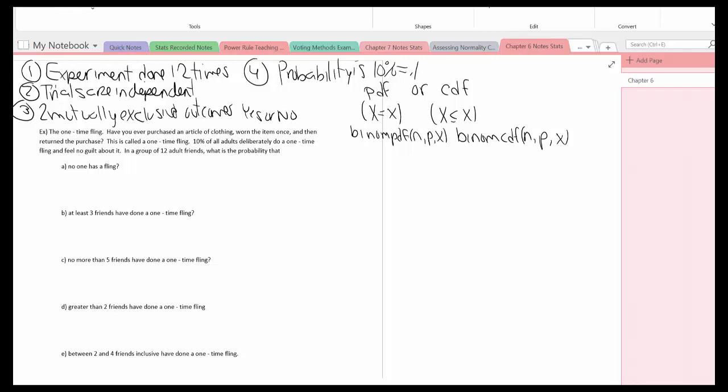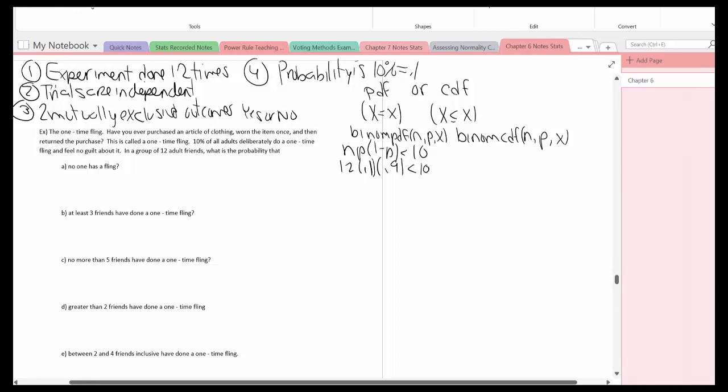The other thing I'm going to check very quickly is n times p times 1 minus p is less than 10. Well, n is 12, probability is 0.1, and 1 minus 1/10 is 9/10. That's going to be 1.08, which is less than 10. So this does meet the requirements for a binomial experiment.